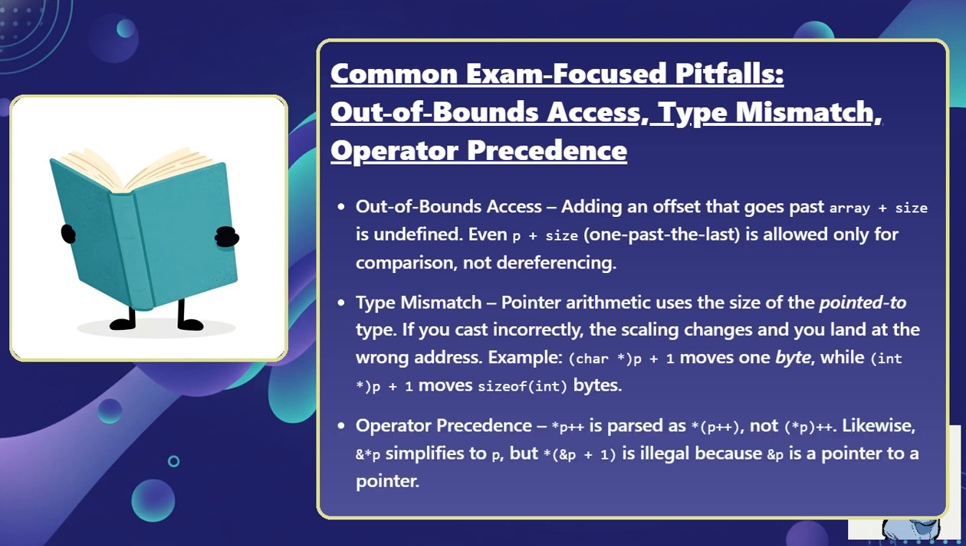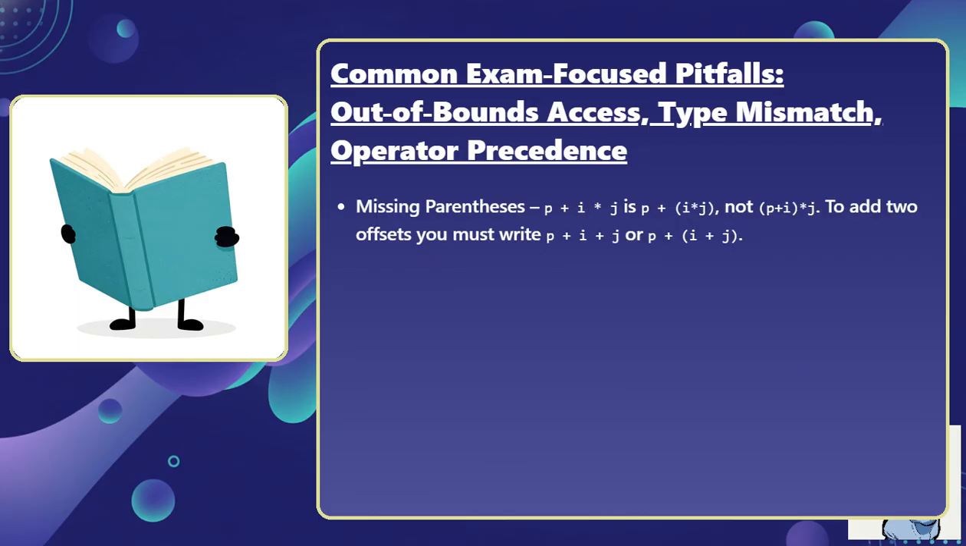Operator precedence. *p++ is parsed as *(p++), not (*p)++. Likewise, &*p simplifies to p, but *(&p + 1) is illegal because &p is a pointer to a pointer. Missing parentheses. p + i * j is p + (i * j), not (p + i) * j. To add two offsets you must write p + i + j or p + (i + j).